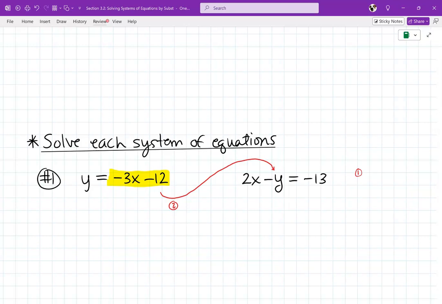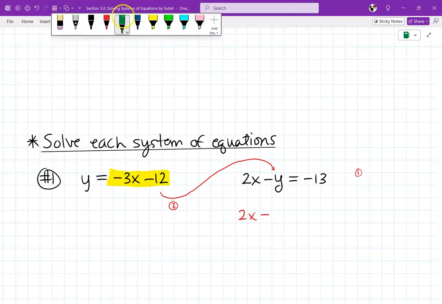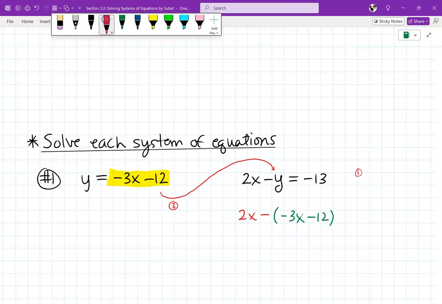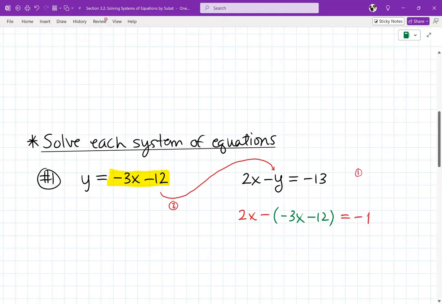So here we go. I got 2x minus. I'm going to change the color just so you guys can see the plugging in portion of it. That way you're like, okay, that's what he did. So here's my work: 2x minus a parenthesis, negative 3x minus 12, equals negative 13. The thing in green is me plugging in the y value. So that's my step 3.